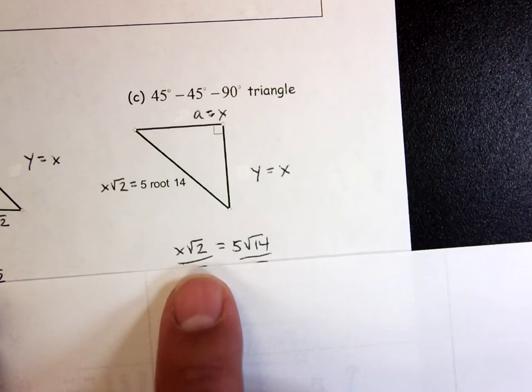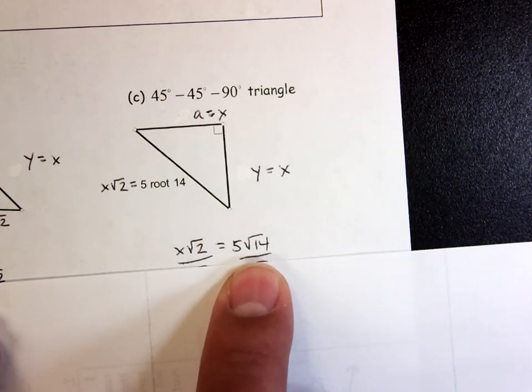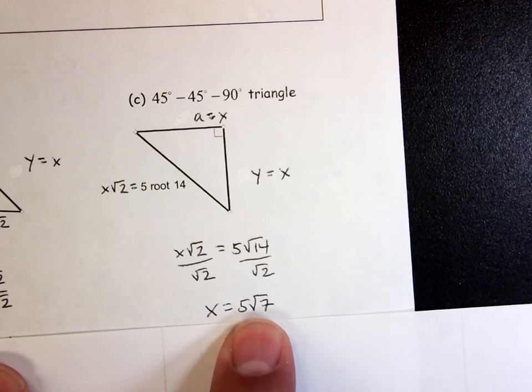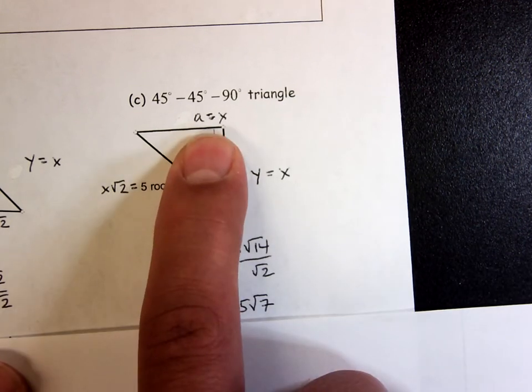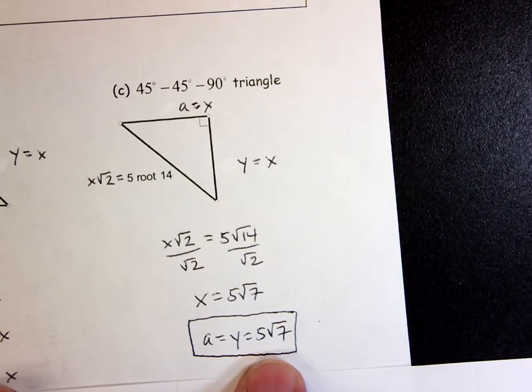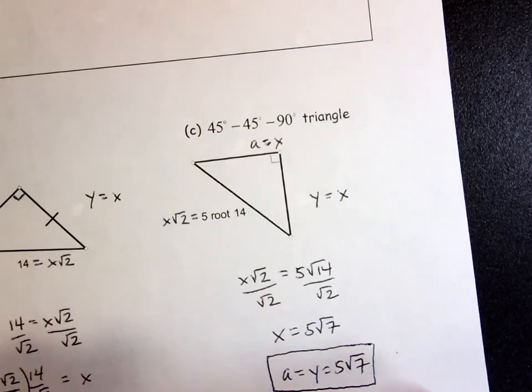So this is the equation that I want to solve. So I have x root 2 equals 5 root 14. Divide both sides by root 2, and I get x is equal to 5 root 7. And we just said here that both a and y are equal to x, so a and y are both equal to 5 root 7. So again, this will save you a whole heck of a lot of time.